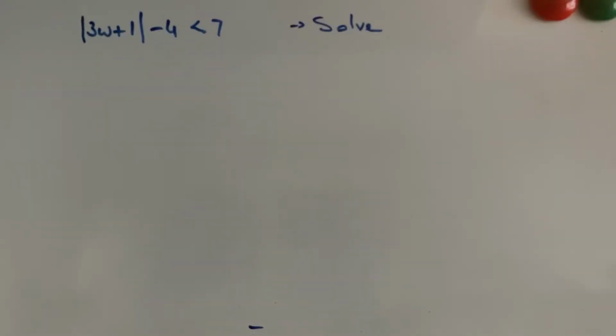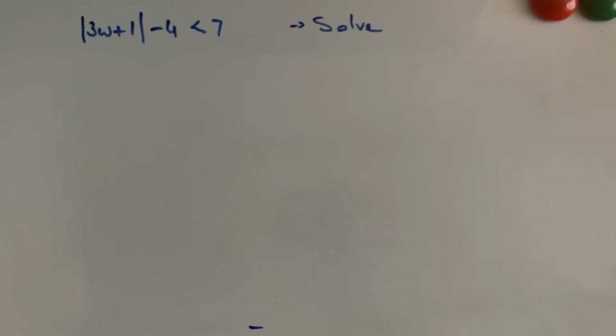Hello guys, so this is again how to solve an absolute value inequality. In this case we have less than, so the absolute value of 3w plus 1, minus 4, less than 7. Okay, again, always good to put the absolute value expression on the left by itself.